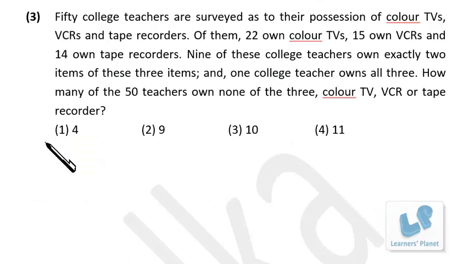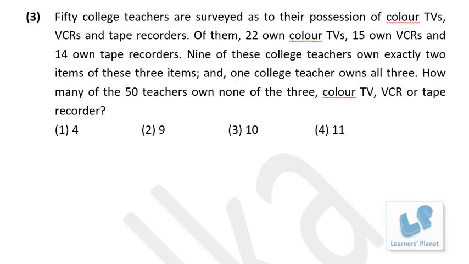This is a problem based on Venn diagrams. 50 college teachers are surveyed as to their possession of color TVs, VCRs, tape recorders. Of them, 22 own color TVs, 15 VCRs, and 14 tape recorders. 9 of these college teachers own exactly 2 of these 3 items, and 1 teacher owns all 3. How many of the 50 teachers own none of the 3: color TV, VCR, or tape recorder?